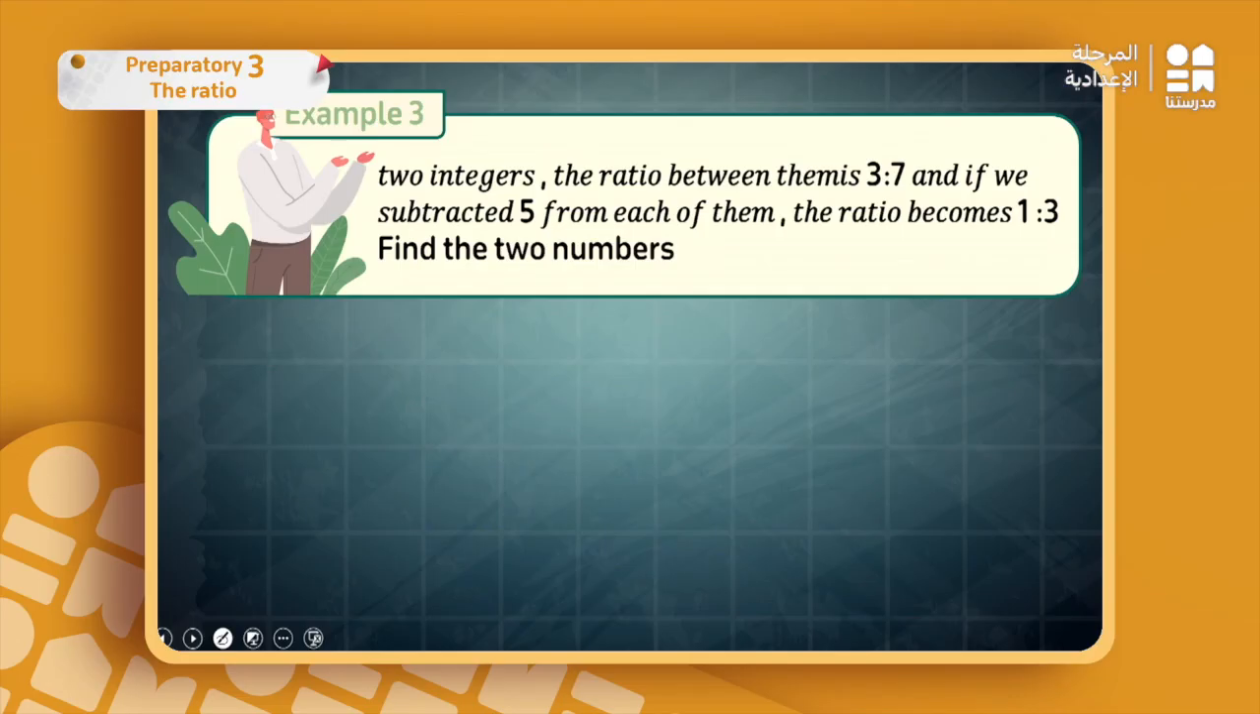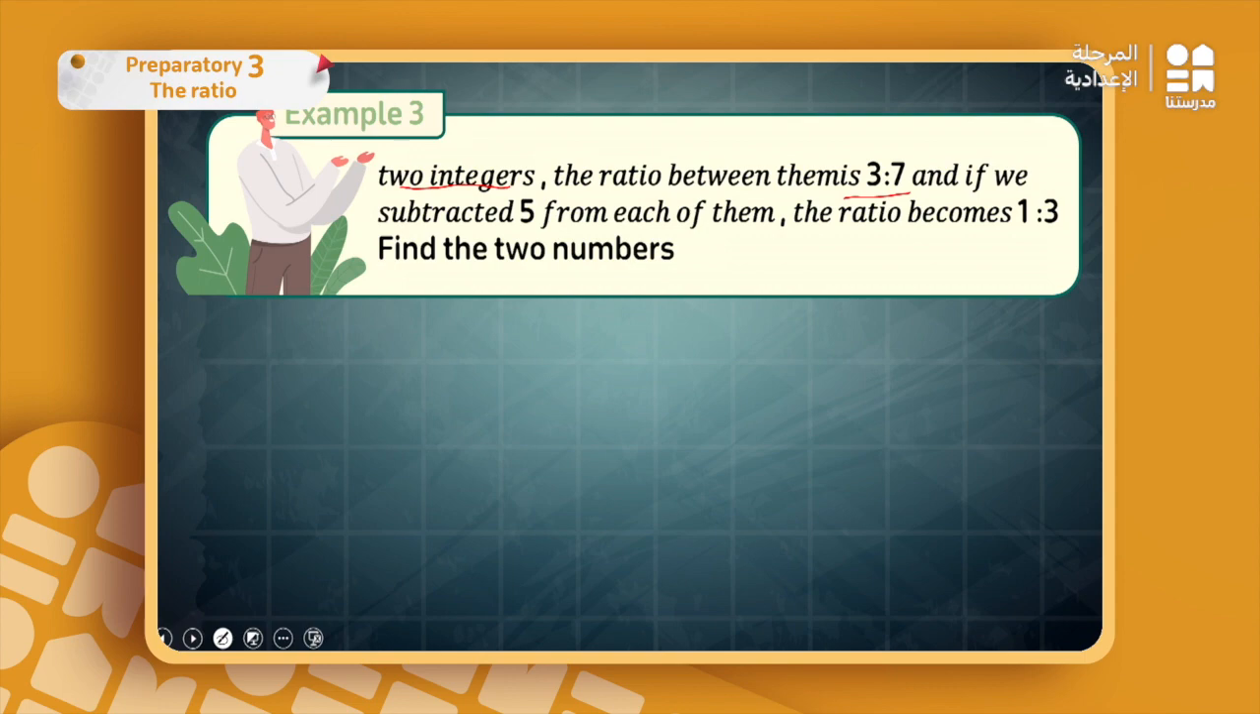ومعنا example 3. في example 3: two integers, the ratio between them 3 to 7. السؤال ده مختلف like the video. Two integers, like two numbers. The ratio between them 3 and 7. And if we subtract 5 from each of them, the ratio becomes 1 to 3.